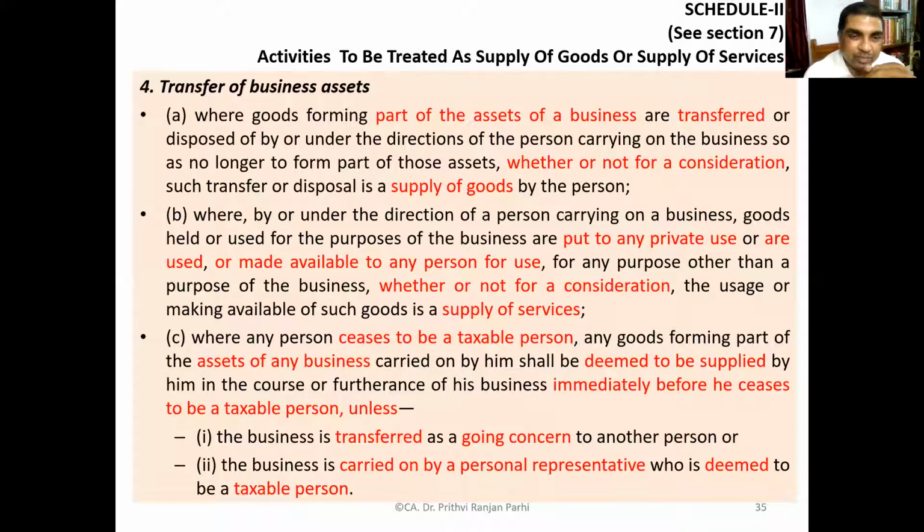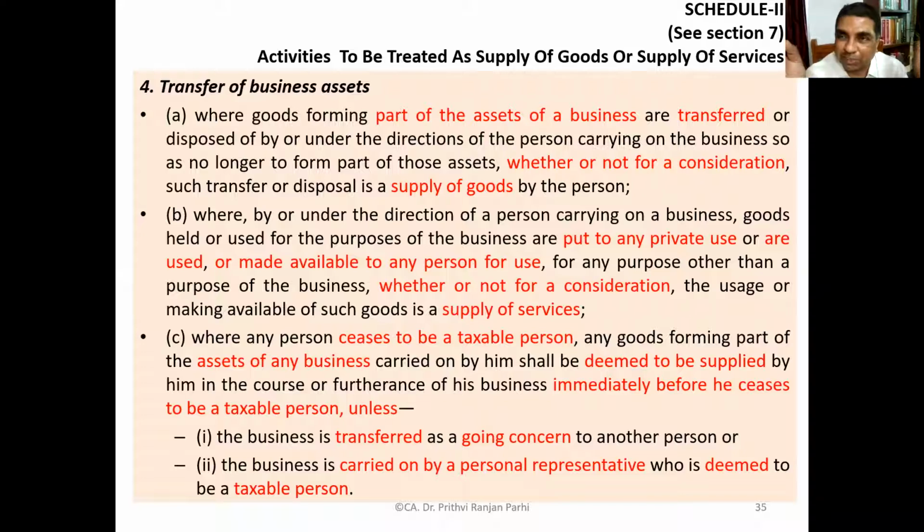Now again, you see, when a person ceases to be a taxable person, that means suppose someone is having a taxable business, and the business is closed. When the business is closed for whatever reason, he ceases to be a taxable person. So any goods forming a part of the assets of the business, whatever assets he was having, shall be deemed to be supplied by him in the course or furtherance of the business immediately before he ceases to be a taxable person. So if he is ceasing to be a taxable person today, immediately before that it will be deemed that he has supplied all the assets.